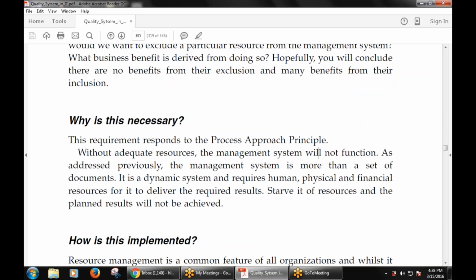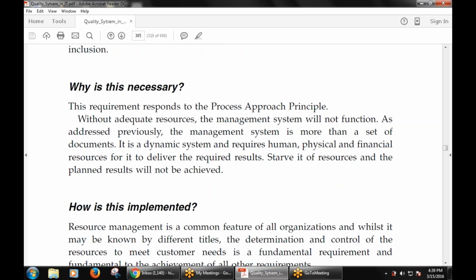Without adequate resources, the management system will not function. As addressed previously, the management system is more than a set of documents. It is a dynamic system that requires human, physical, and financial resources.